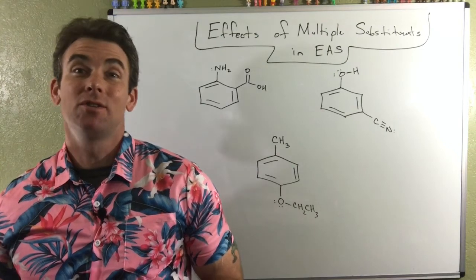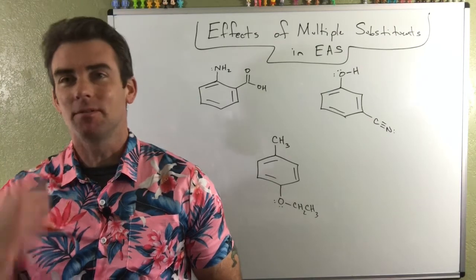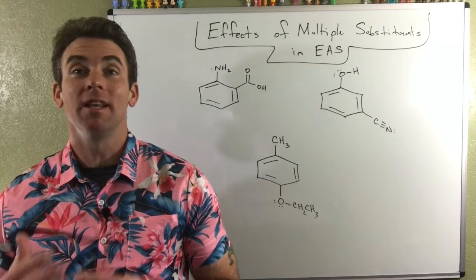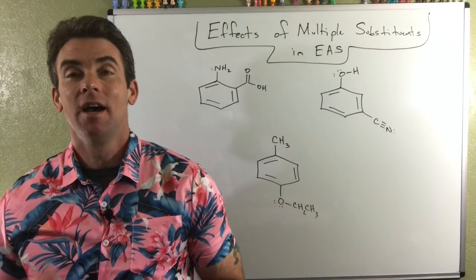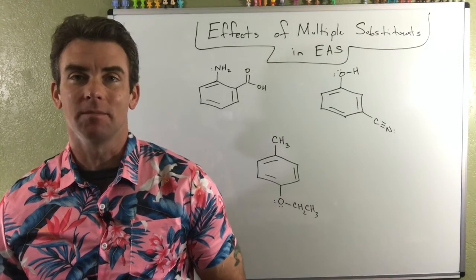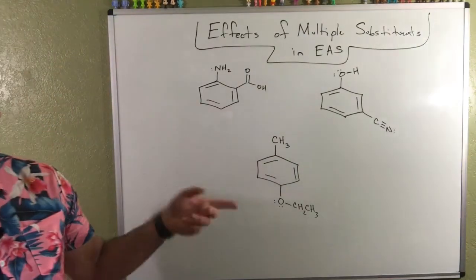Today's video should be super short and pretty understandable. We're going to be talking about what happens when there are multiple substituents on an aromatic ring. Of course, we're limiting this still to an electrophilic aromatic substitution discussion, and eventually we'll start to build in nucleophilic aromatic substitution.